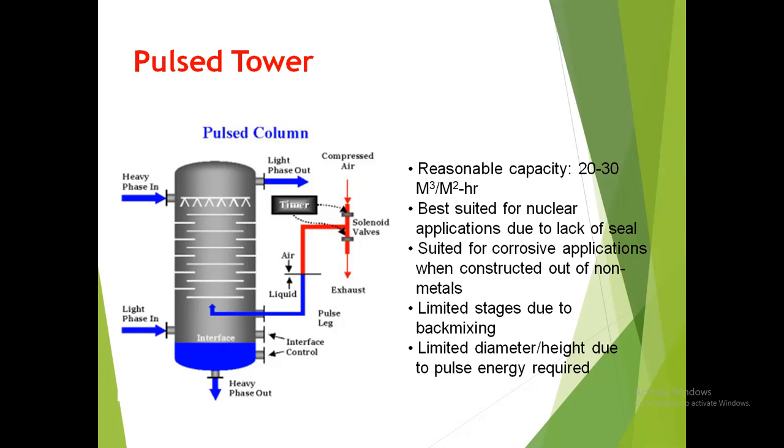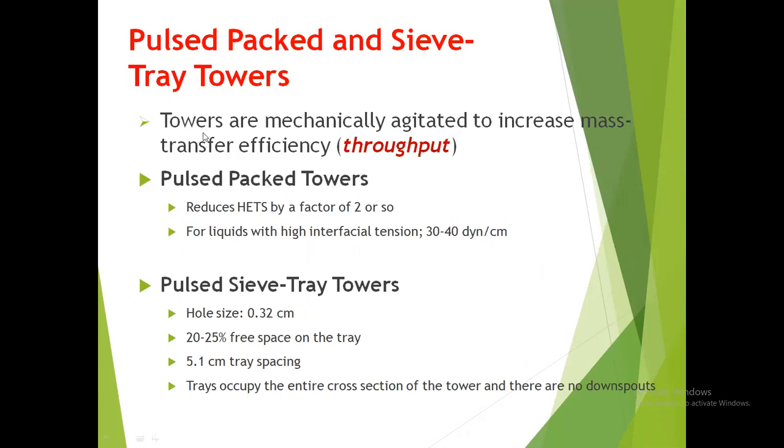Since there's a certain degree of pulsation in the tower, we cannot make it as big and as high as the usual sieve tray or perforated extraction tower. This pulsed and sieve tray tower, the last two towers that were discussed, are towers where some form of mechanical agitation is designed with it to increase mass transfer efficiency. The mass transfer efficiency is the throughput, the degree of the transfer of the solid from the feed to the solvent, which has something to do with the throughput.